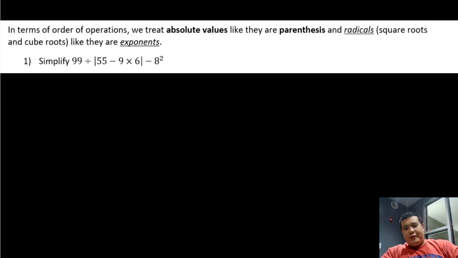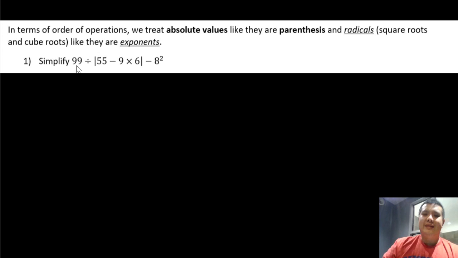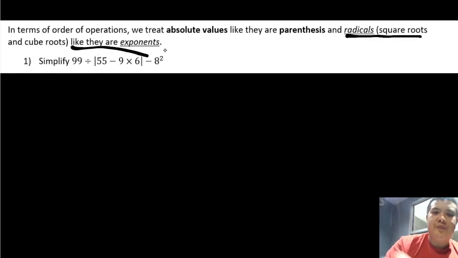In terms of order of operations, we treat absolute values like they are parentheses, okay? And then radicals, square roots, and cube roots, like they are exponents. Hopefully later on in the year we'll talk about why that is the case, why we treat radicals like they are exponents. So, let's go ahead and get started with this one here.